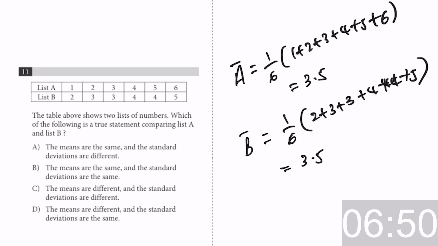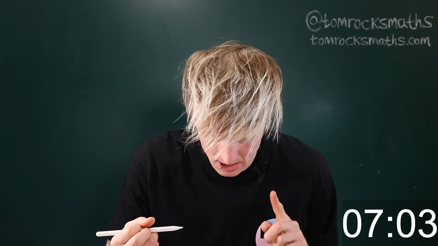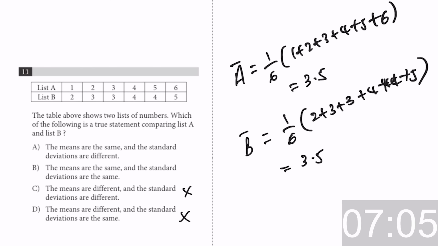Okay, so it can't be C or D. So I can just cross off those two. Now, standard deviations are different. A is more spread out. A is definitely more spread out than B. Yes, so the means are the same and the standard deviations are different, so therefore it has to be A.